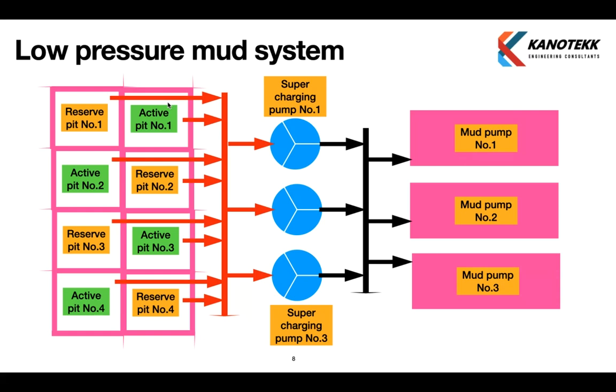Okay, now we will go to the, okay, before going, there is a bypass from the suction header to the mud pump feeding header. So this bypass is to be used in case of some emergency, but there are designs in rigs where even bypass is not provided. In rigs, this bypass is an alternate option. It can be provided or it is optional.